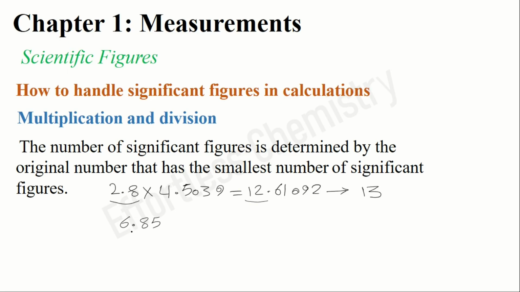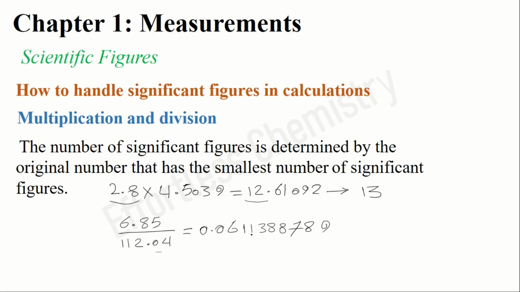And for this case, 6.85 divided by 112.04. The right answer is very long, like 7, 8, 9. And it needs to be rounded off to only 3 significant figures, because this number has the lowest significant figures, 1, 2, 3, and that one has 5. So we will consider the lowest one.